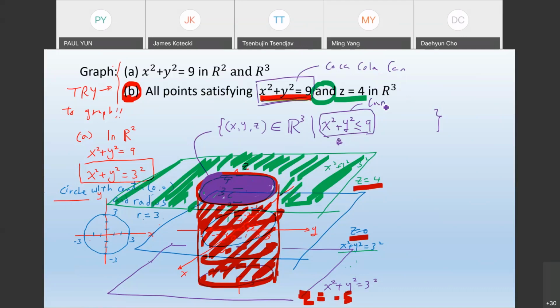And how about the cola? Cola is less than 9, right? This is can and cola, but this is only can. It's only can. But what's that? It's kind of on the 4th floor. If you understand this, type yes, please.